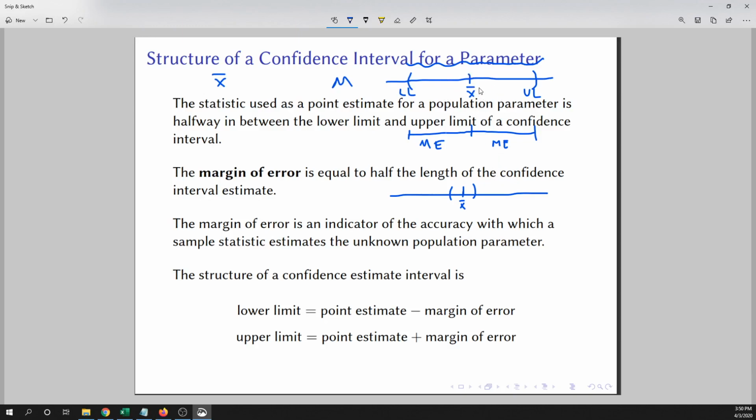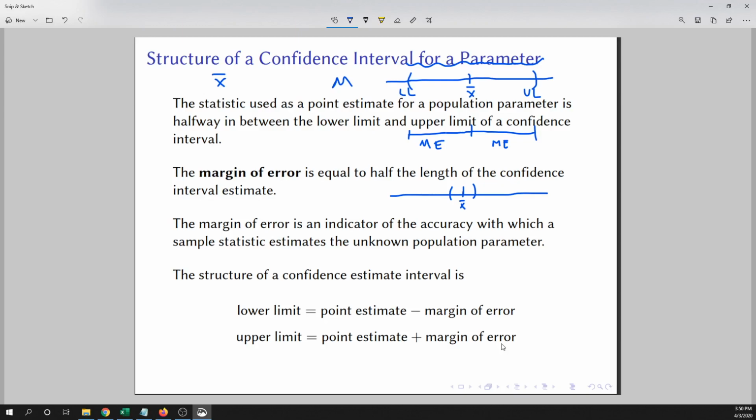So knowing that the point estimate is right smack in the middle of the confidence interval tells you that the lower limit, right, for a confidence interval is going to be whatever your point estimate is minus the margin of error. Your upper limit is going to be the point estimate plus the margin of error. So that's how these confidence intervals, their format is.